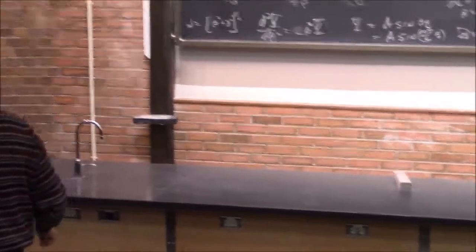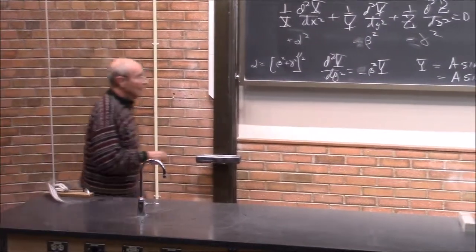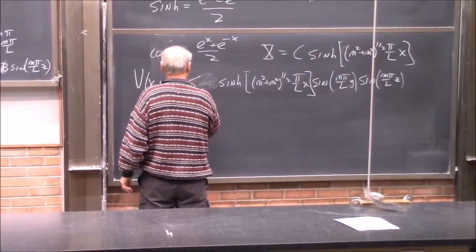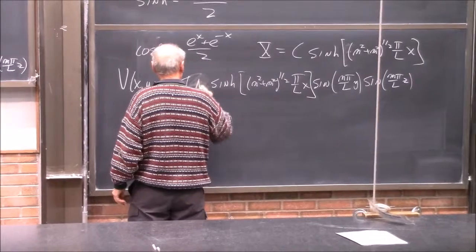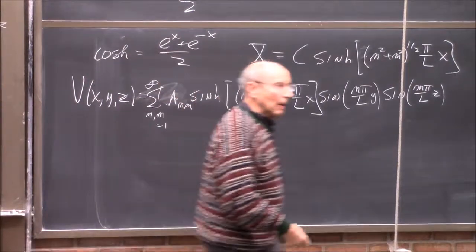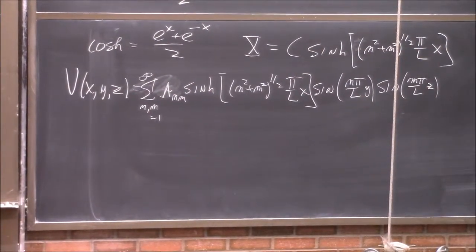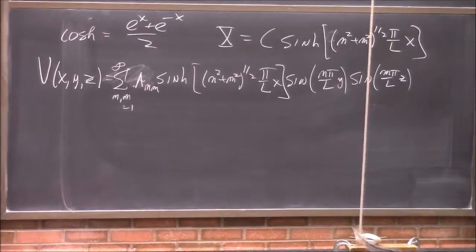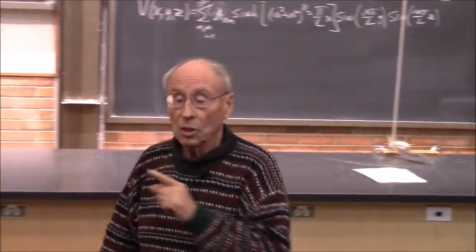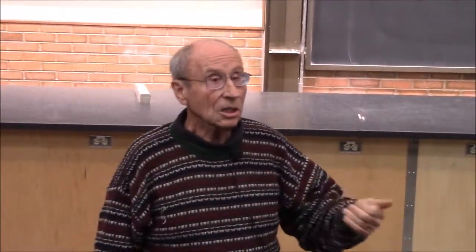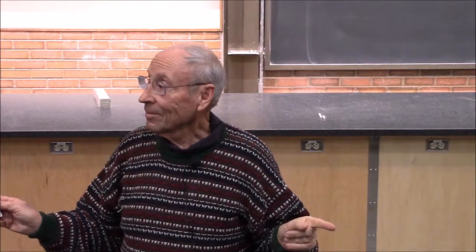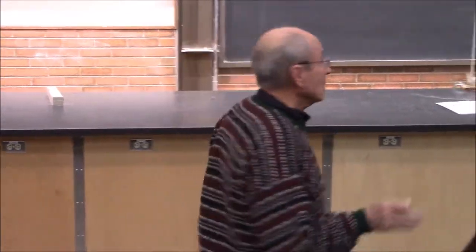So, our conclusion was that we could write this as a sum over n and m of a_nm, where these go from 1 to infinity. And that was the general form. Now we have to see if we can choose the a's such that this is equal to v0 when x is equal to L. Making sense? So that's where we're at. So let's see if we can do that.